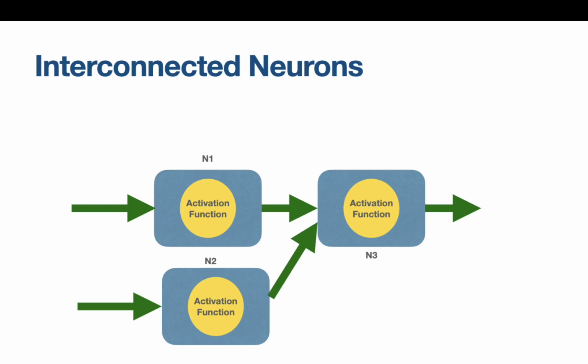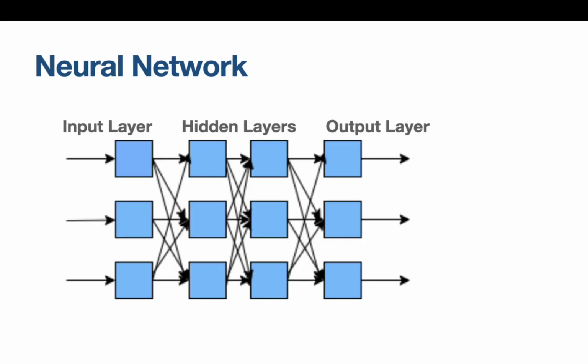Now let's try to increase the number of neurons and look at a network which has many more neurons, and here we can see 3 different layers. The first layer is the input layer. The second and third form the hidden layers, and the last layer is known as the output layer. So this is how a typical neural network is built: an input layer, an output layer, and one or more hidden layers in between. And the neurons in one layer are connected to the neurons in the next layer. So this is how a network is built.